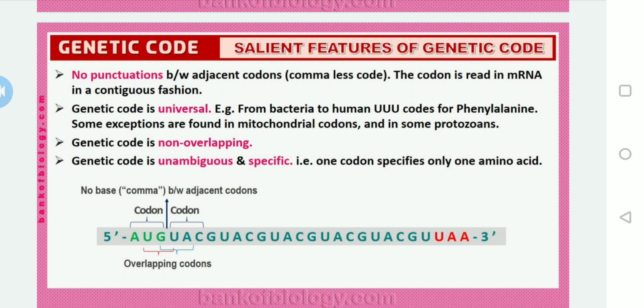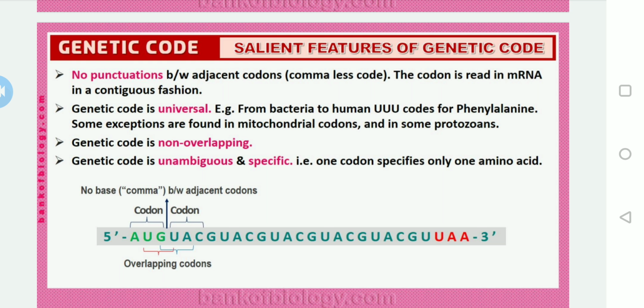What is the meaning of this? If we observe properly, the codons present on the messenger RNA strand are translated or decoded continuously without stopping unless it reaches the terminator codon. That's why this feature is also called commaless codons, or no punctuations.